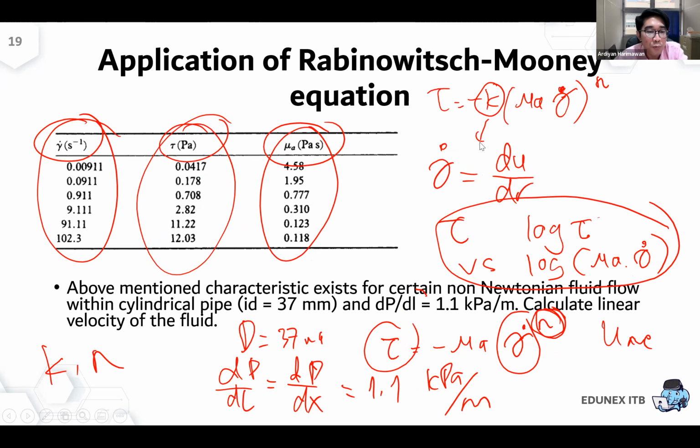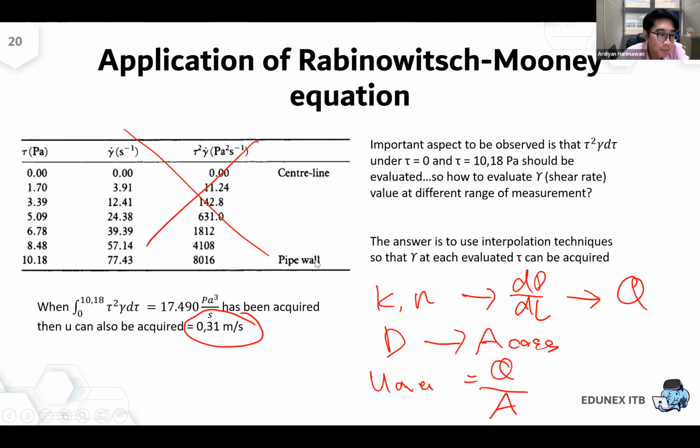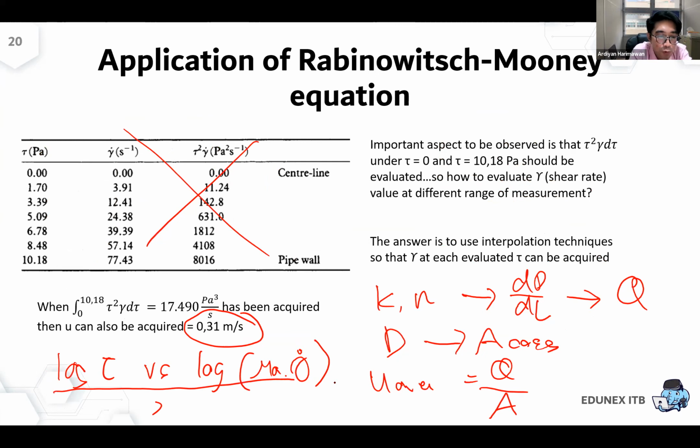You plot log tau versus log of mu a times shear rate. You can take the natural logarithm, it's the same. Then you get a linear straight line, and you can get the slope. The slope is n, and the intercept is log minus k. Then you can get this one.